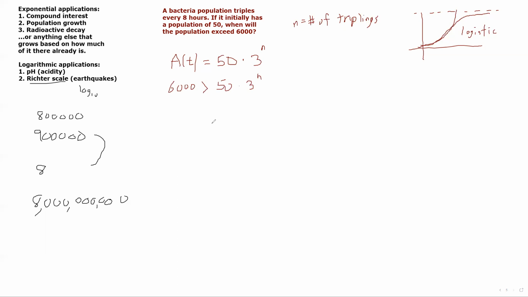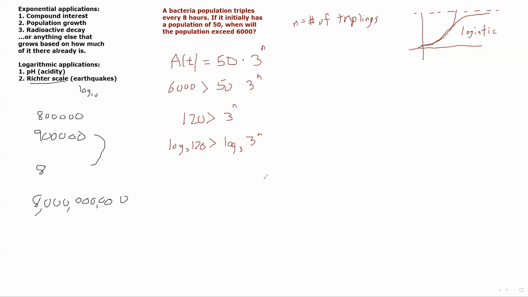I'm going to divide by 50, and that's going to give me 12. I think that's 12, right? 12 is greater than 3 to the n. Hold on, am I dropping a 0? Yeah, I'm dropping a 0. It's 120. Okay. But now, well, it's an inequality. Well, you're still going to treat it like an equation. You're just going to do log to both sides. So log base 3 of 120 is greater than log base 3 of 3 to the n.